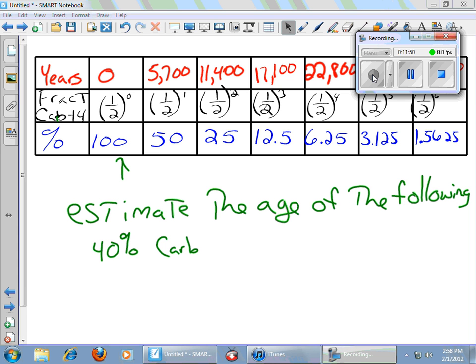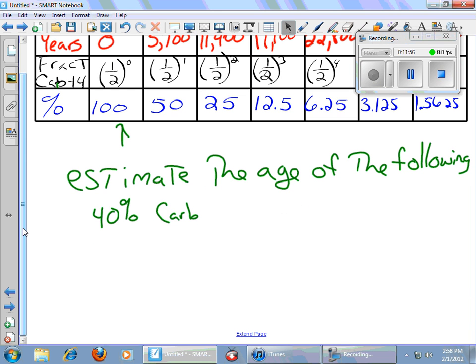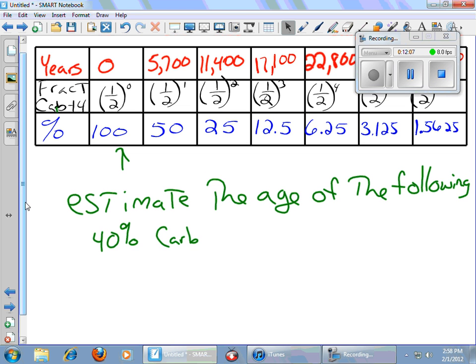Sorry if I'm repeating myself. I was just saying that we had to estimate the age of the following, and the first one has 40% of its carbon-14 remaining. Okay, well, I'm going to look up here at my percentages. I know that 50% and 25%.